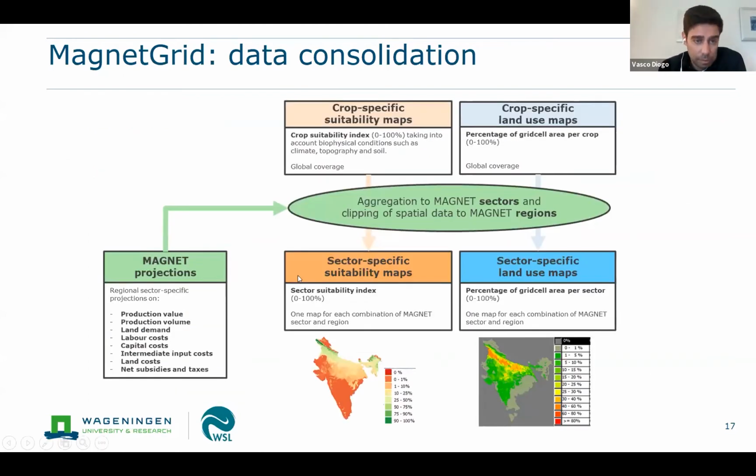And that is done in such a way that the specifications from the CGE model are respected, so that in the end we have a unified set for each region with projections per sector on production value, production volume, land demand, labor costs, capital costs, intermediate input costs, land costs, and net subsidies and taxes. And that we have for each sector a sector-specific suitability map and a sector-specific land use map.